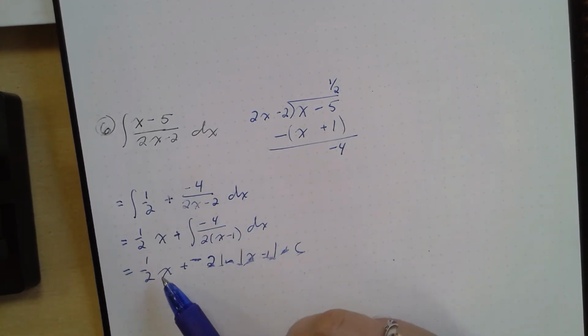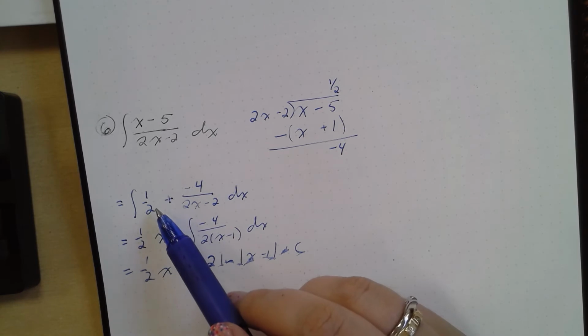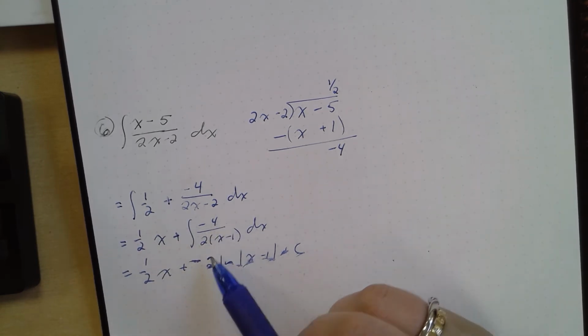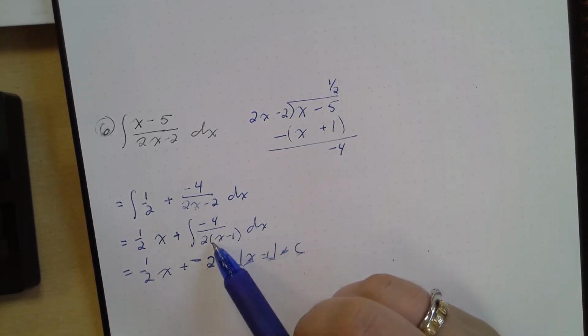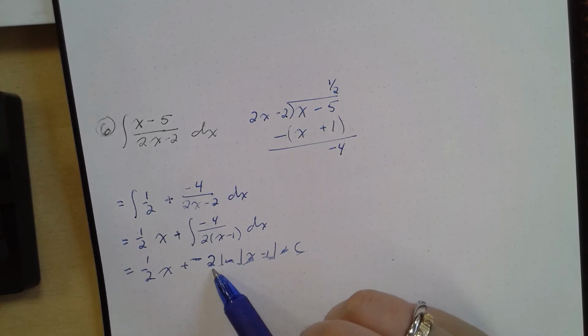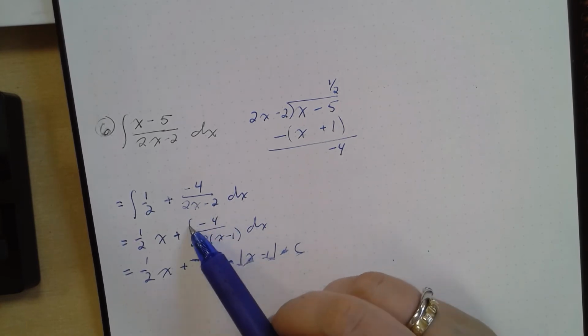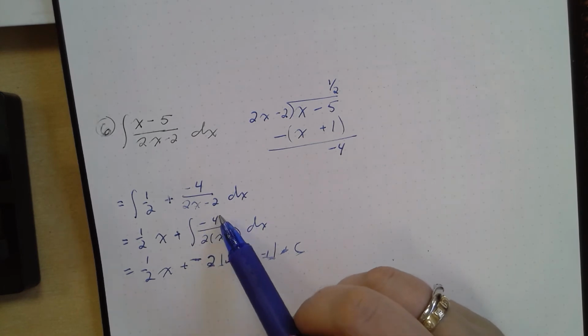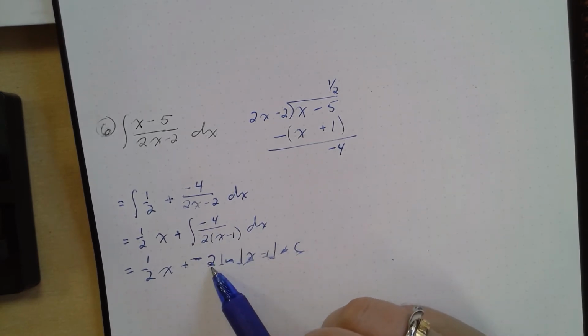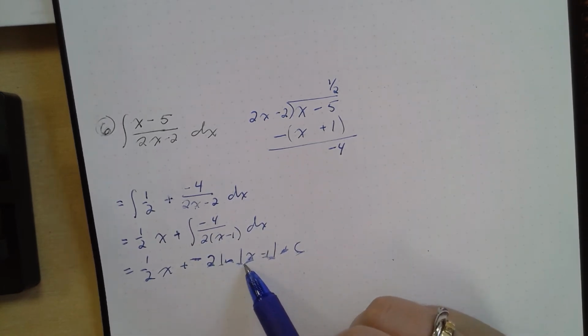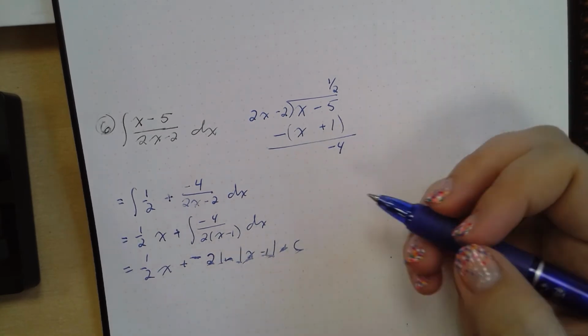I can integrate, so I'll get 1/2 x, yep, minus, and minus 4, why did I write that? Minus 4 over 2, oh, negative 4 over 2, that just simplifies to negative 2, that's why. 2 ln of x minus 1 plus c. Okay.